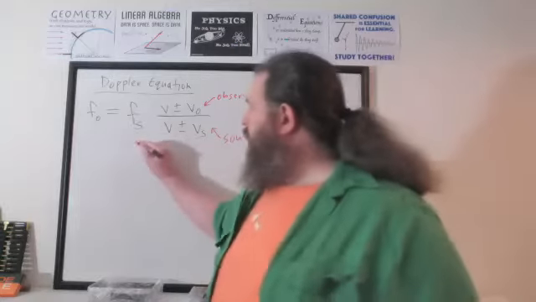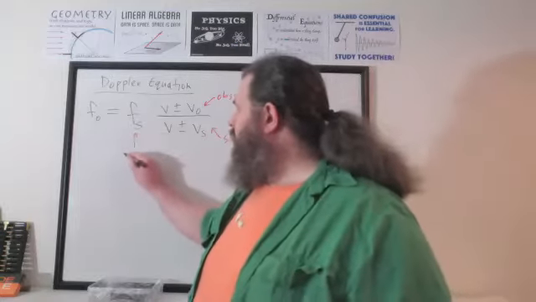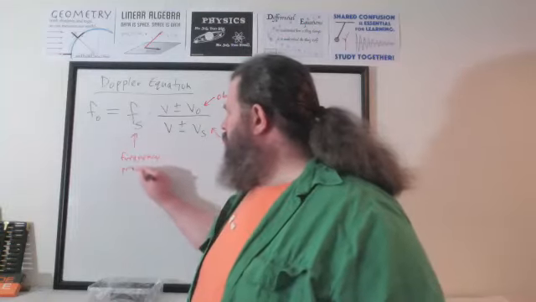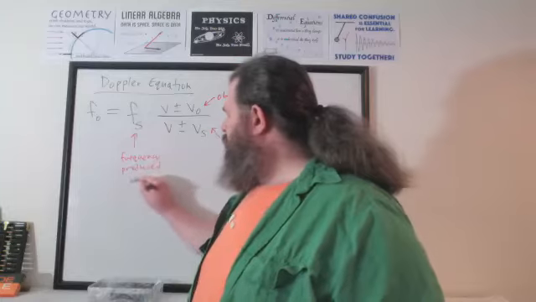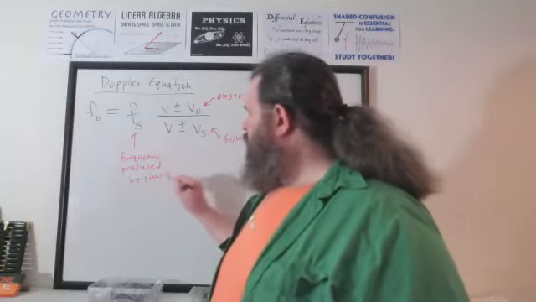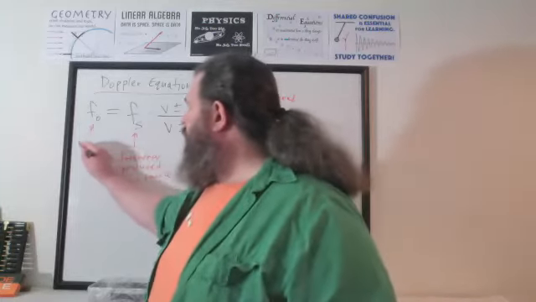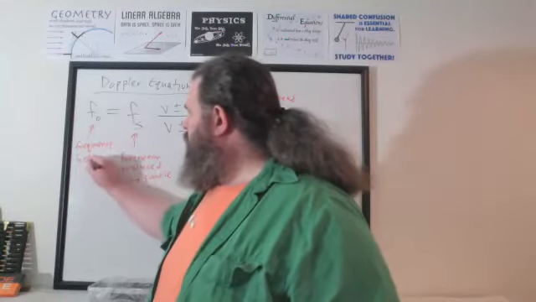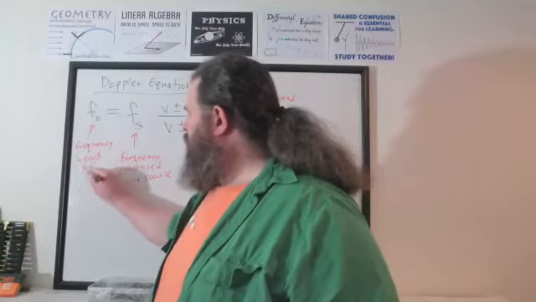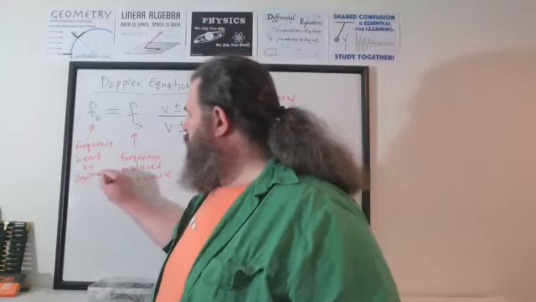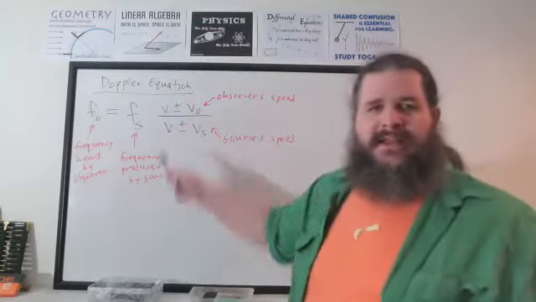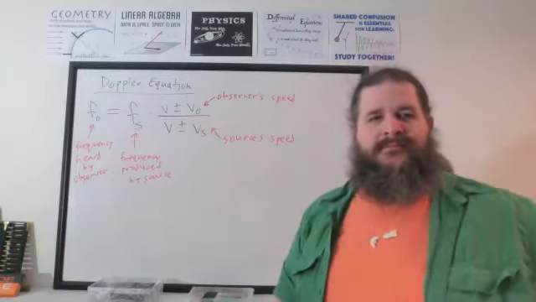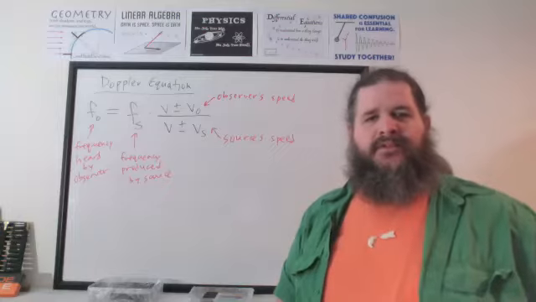And then these frequencies are the frequency produced by the source and the frequency heard by the observer. And then this other V here without the subscript, what does this V represent? Is that the speed of sound? Yeah, the speed of sound.